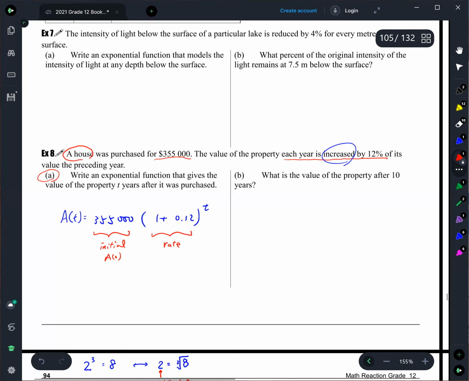So that's if they're telling you whether it's decreasing or increasing, you use 1 plus or 1 minus. Okay, please raise your hand if you're done. Okay, just question A. Question B, you just plug it into calculator, okay? You put the 10 years, right, into T and then type it into calculator. Okay, please raise your hand if you finish writing down the function.